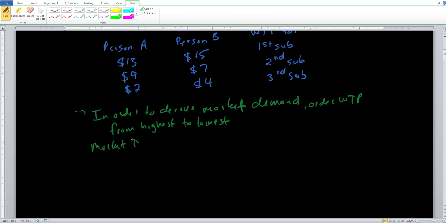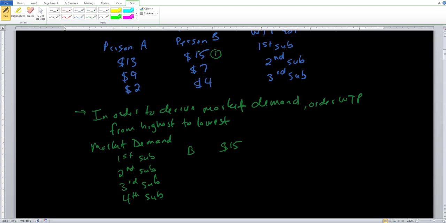Market demand, remember, includes person A and person B. Let's see our first four subs: the first sub on the market, the second, the third, and the fourth. Suppose there's only one sub in the entire market. Who should get this particular sub? It would be person B, because he has the highest willingness to pay. He's willing to pay $15 for this sub. So the highest willingness to pay that I have right here is $15, and person B should get that very first sub in the market.